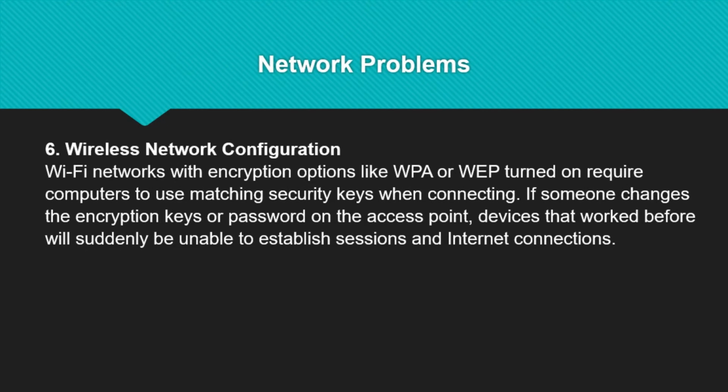Number 6, wireless network configuration. Wi-Fi networks with encryption options like WPA or WEP turned on require computers to use matching security keys when connecting. So if someone changes the encryption keys or password on the access point, devices that worked before will suddenly be unable to establish sessions and internet connections.